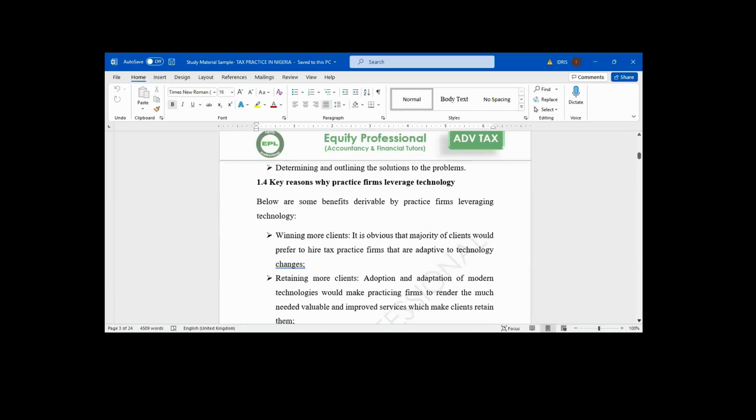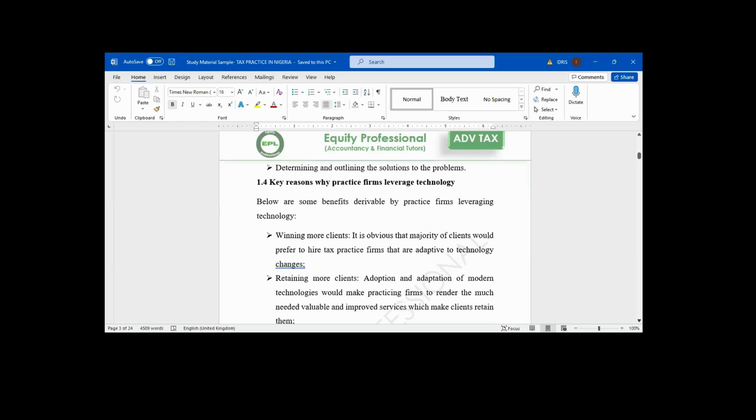When we talk about information technology, some of them are making use of Excel. They are using computers to analyze data. They are using Word. They are using some accounting packages. They are using all this software. Some of them are even on social media. Social media is a technology on its own.